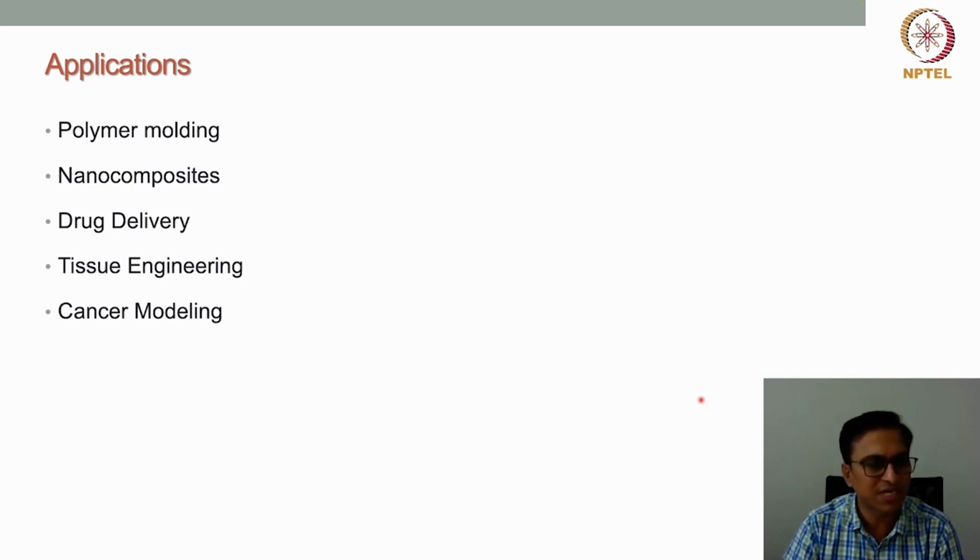Similarly, for drug delivery applications, either it can be for drug screening or it can be for drug delivery. So for these various applications also, this inkjet 3D printing is used.